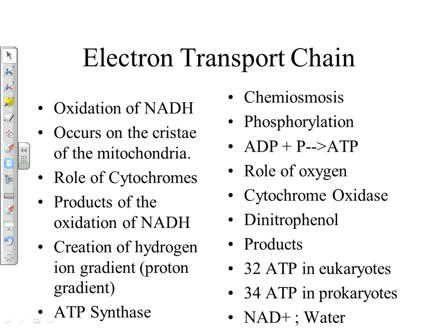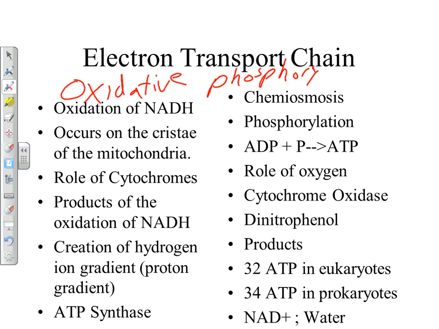So the last step is called electron transport chain. Sometimes it's got another name, and this is a name that you see used more and more these days. Sometimes electron transport is called oxidative, because it's oxidation, phosphorylation. That phosphorylation word keeps showing up.